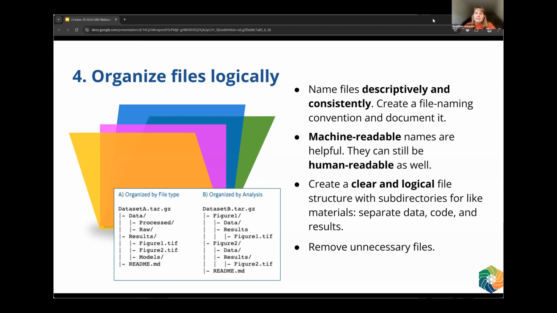So putting things together in subdirectories helps to convey to the user who's looking at it a quick sense of everything that's included. And locations and names for those directories can reflect the type of material in there, why it was created, or how it relates to other files. Going through this organization process also gives you the opportunity to remove anything that's unnecessary.